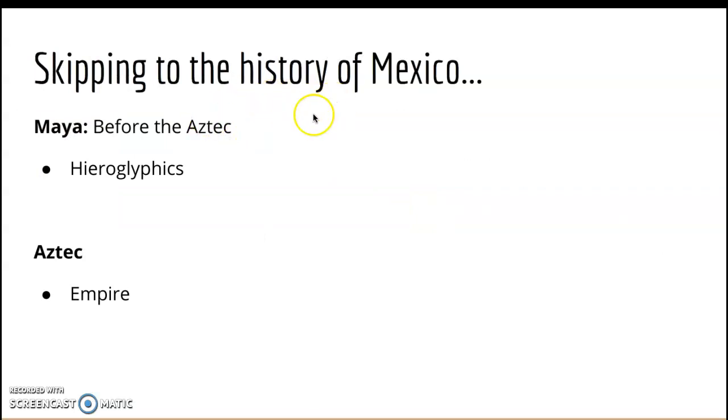Skipping to the history of Mexico, you need to know the Maya before the Aztecs. They came before the Aztecs. Basically, they wrote in hieroglyphics. Hieroglyphics is symbols to represent words. And we also have to remember the Aztecs. The Aztecs came after the Maya.